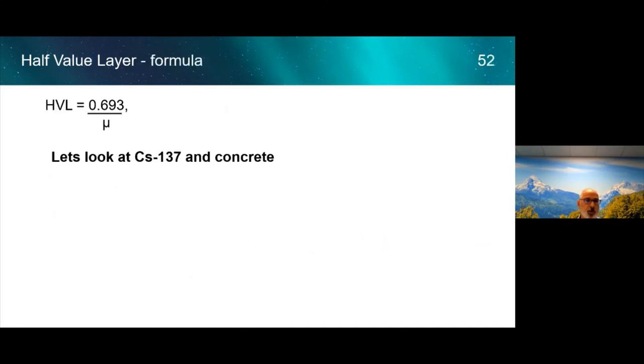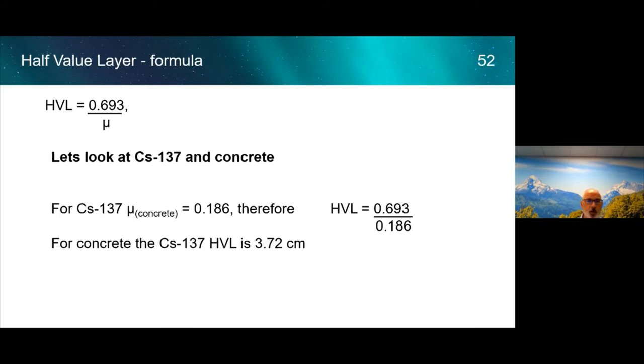So let's look at cesium-137, and we'll choose concrete as a material. For cesium-137, the linear attenuation coefficient is 0.186. Let's substitute that in and see what the half value layer is. It turns out that if you divide 0.693 by 0.186, we find that the half value layer for cesium-137 is 3.72 centimeters. So you've readily established the HVL, the half value layer, for concrete.